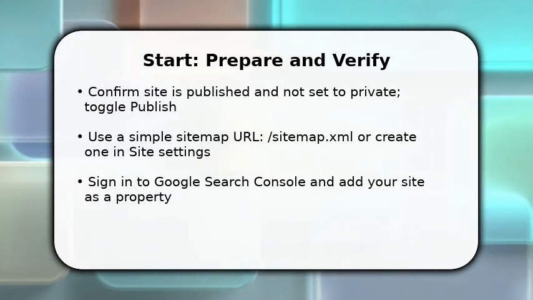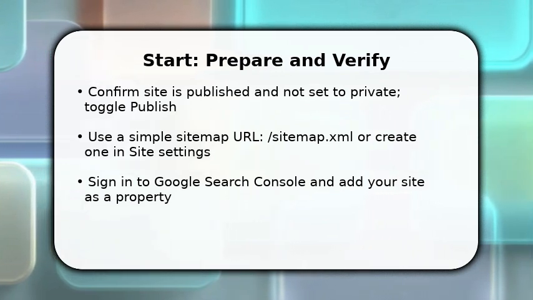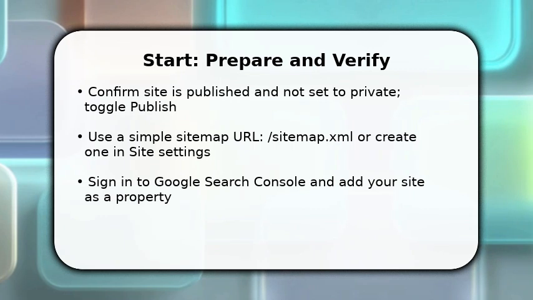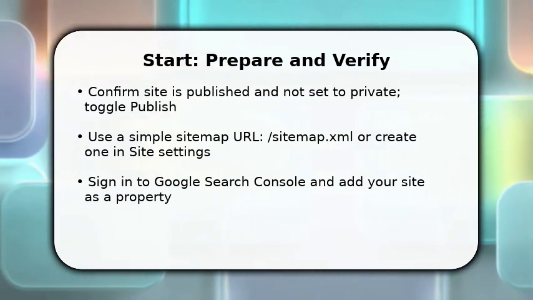Then sign into Google Search Console and add your site as a property. Follow the recommended verification method. Once done, you'll be ready to request indexing and monitor coverage, which we'll handle next.